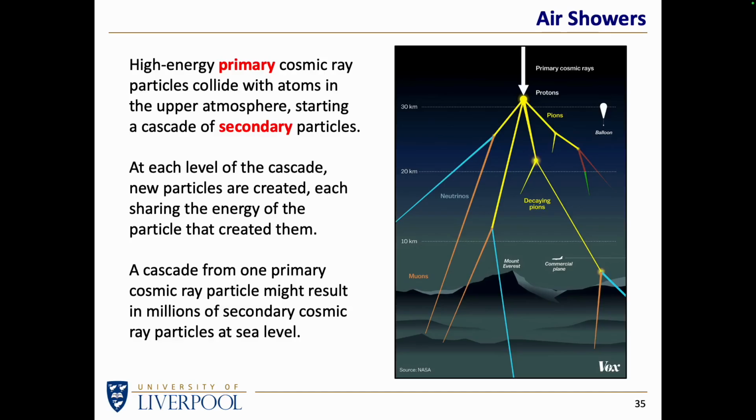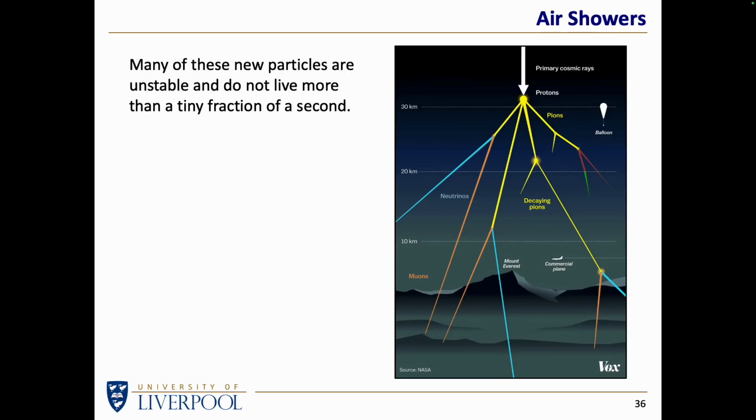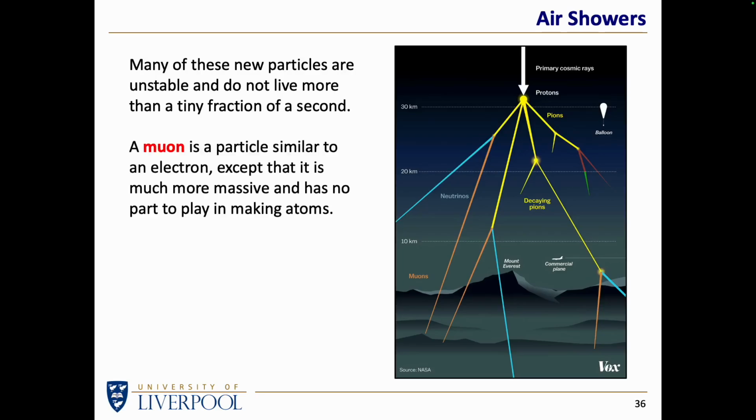Some particles are made in the process that do not exist in atoms. Some of these new particles are unstable and do not live more than a tiny fraction of a second. For instance, one of the most common to find at the Earth's surface is a so-called muon. These are generated by cosmic rays hitting the top of the atmosphere. A muon is not part of the atoms that make up you or me or anything else that we know about. They are different subatomic particles. They are similar to electrons, but much heavier.